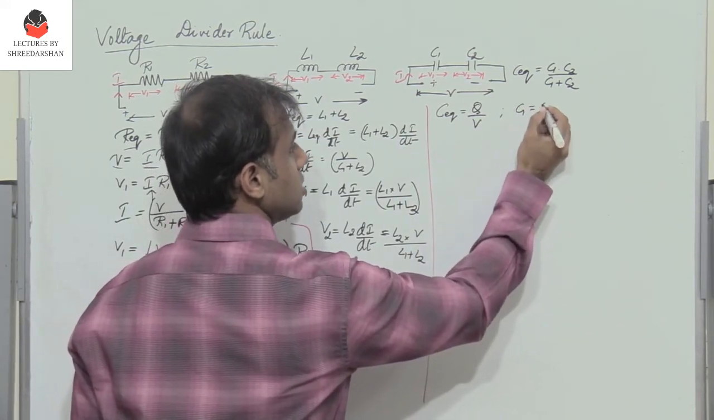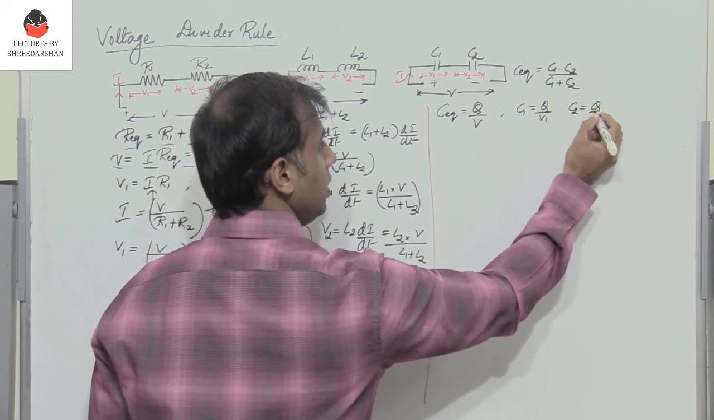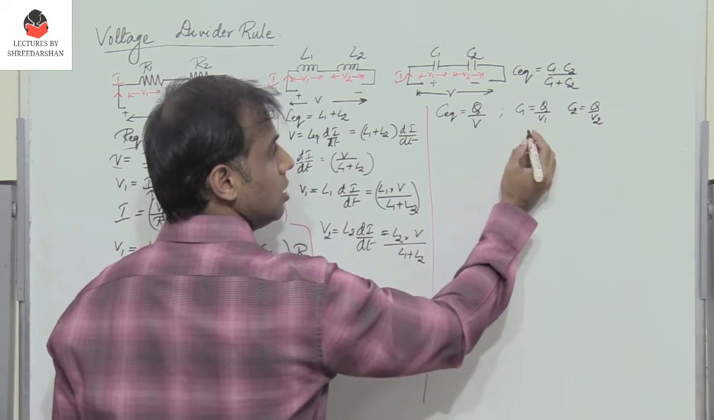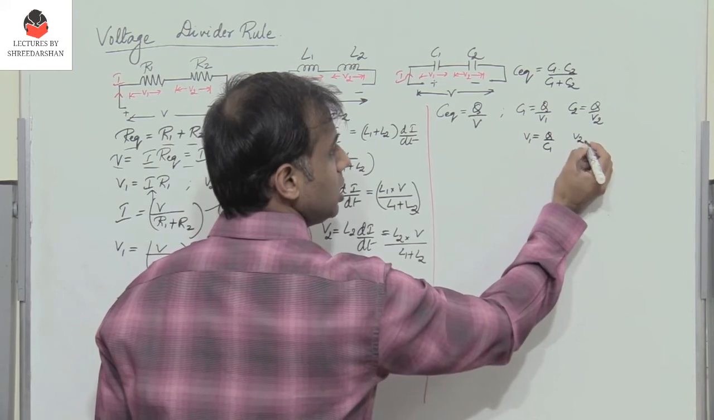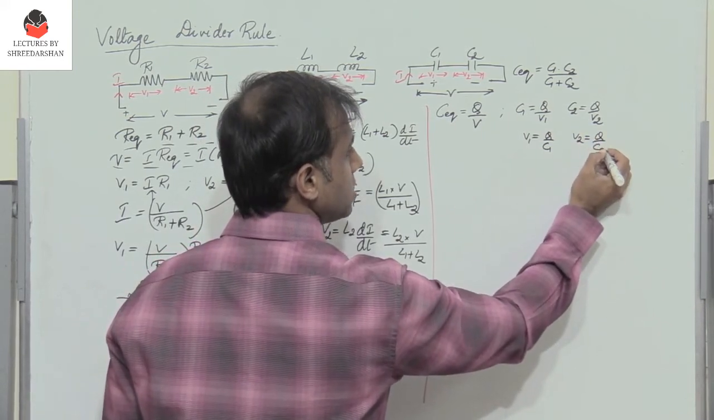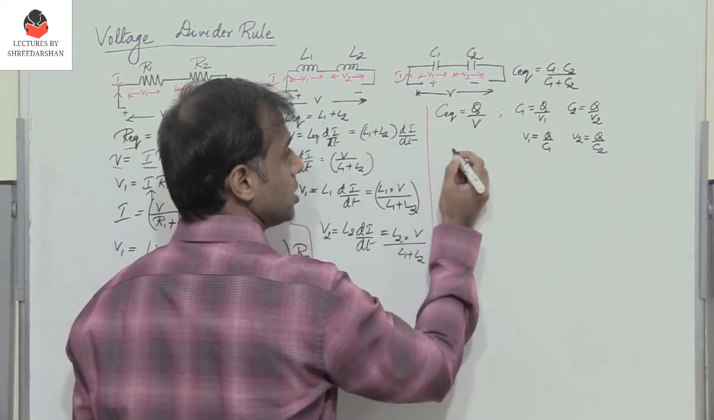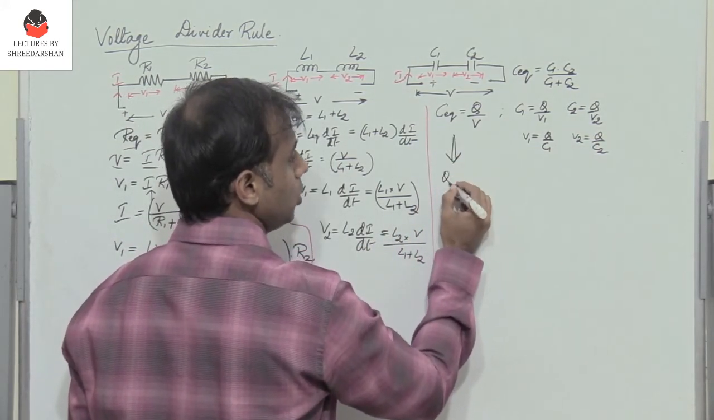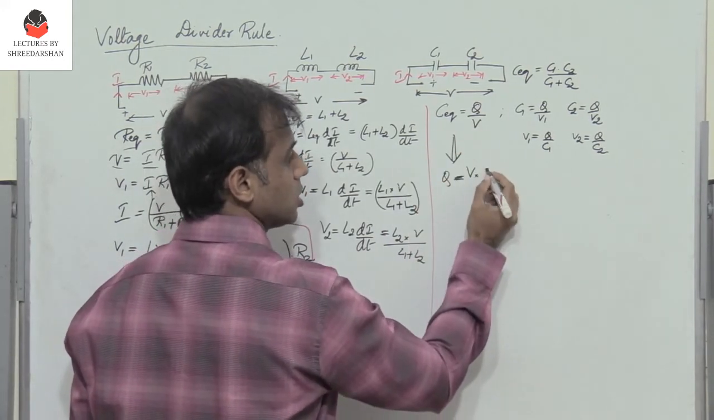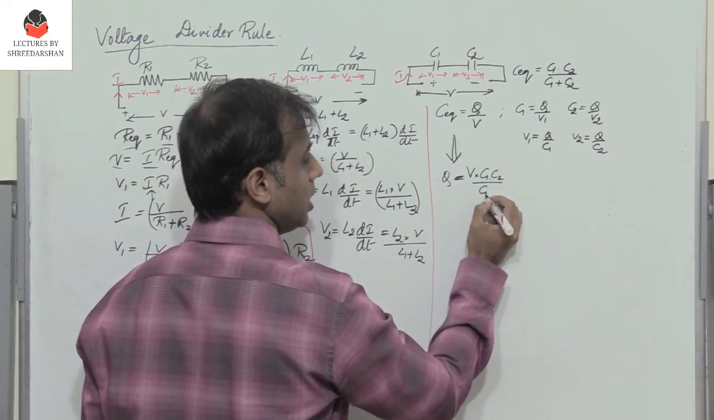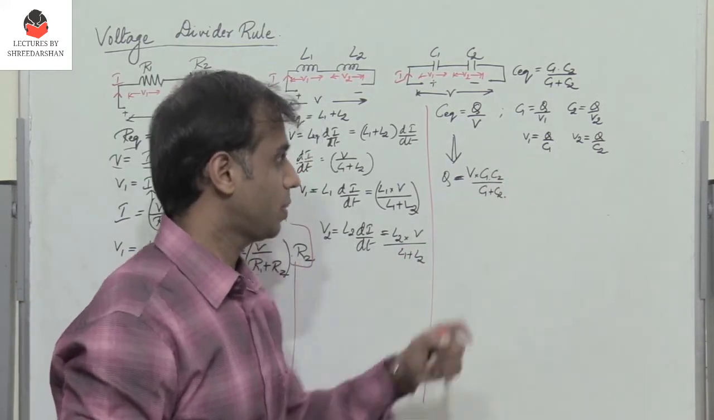So therefore C equals Q by V. And what is C1? It is Q by V1. And what is C2? It is Q by V2. Alright, so I need V1. V1 is Q by C1 and V2 is nothing but Q by C2. So here we need to substitute for Q. What is Q? From this expression, Q equals the total voltage V into the equivalent capacitance, which is C1 into C2 divided by C1 plus C2. So I will substitute for Q here in these two expressions.